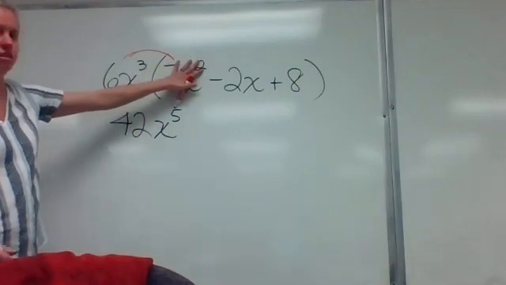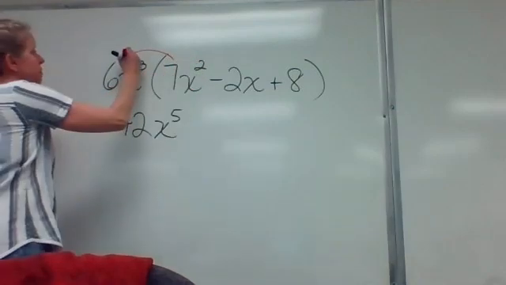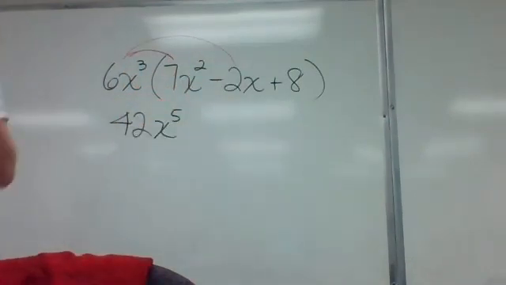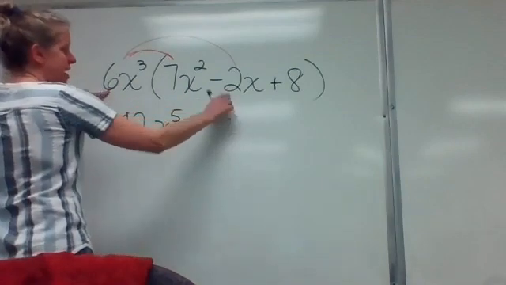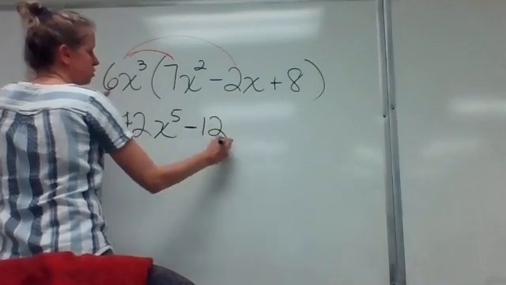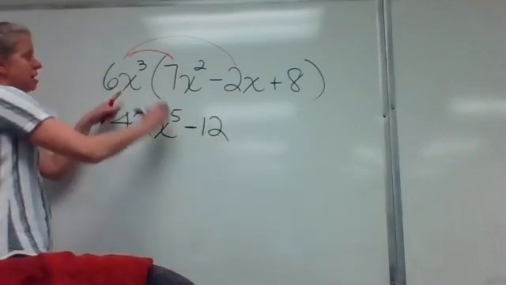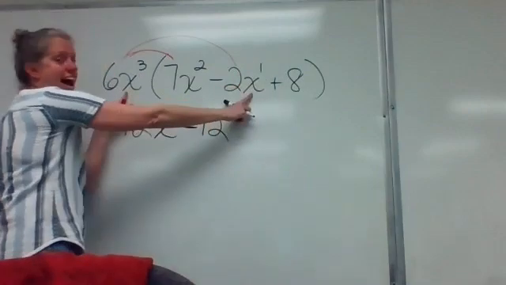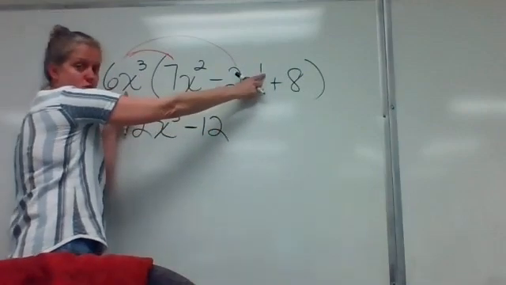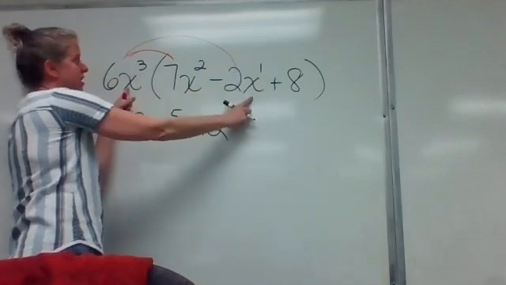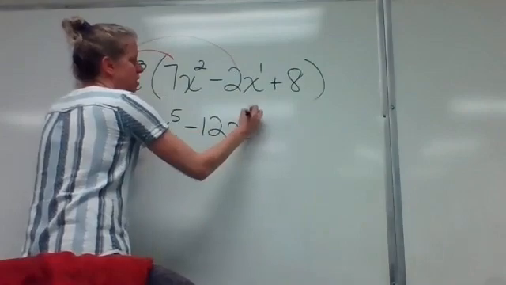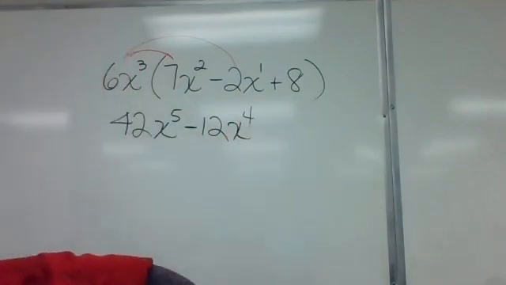So I'm done with this. Now I need to multiply the 6x to the third times that negative 2x. So watch your signs. You've got 6 times negative 2, which gives you negative 12. X's here and here, which means I'm going to add their exponents. That's important that you know that that's a 1 now, right? Because you've got x to the third times x to the first, which gives you x to the fourth.